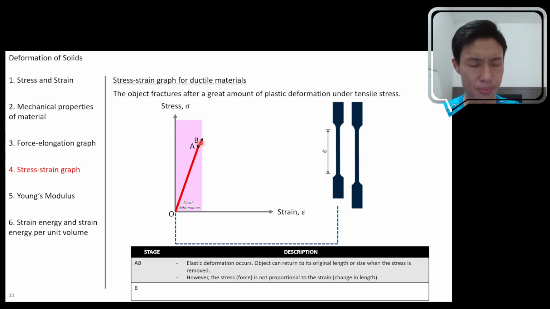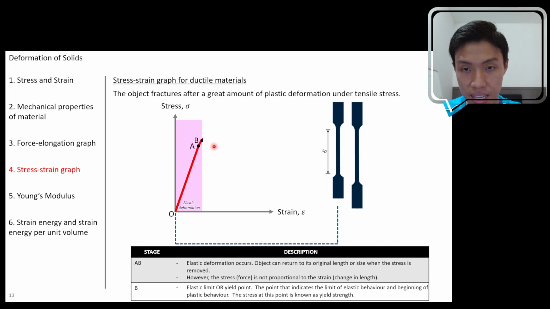Okay, once you reach point B, we can say that you have already reached your elastic limit or yield point. Elastic limit, as the word literally says, you reach the limit of elastic deformation. As you can see, point B here is the end of the elastic deformation region. We already reached the limit in which you can undergo elastic deformation. This point indicates the limit of elastic behavior and the beginning of plastic behavior. So if you continue to apply stress, you enter the plastic deformation region. Any extension that happens after that will be a permanent extension or a permanent elongation.